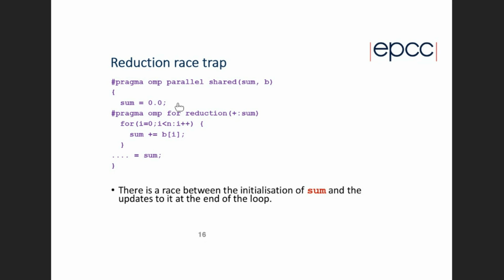So the solution is that, this is technically a race condition anyway, so even though every thread is writing the same value, you shouldn't do that. In order to make this correct, you should put this assignment in a single or master plus a barrier. And you're guaranteed that only one thread is doing the initialization, and that it happens before any of the threads get into executing the parallel loop.